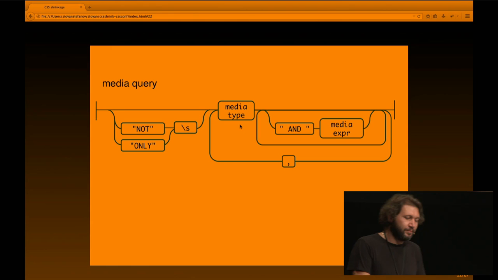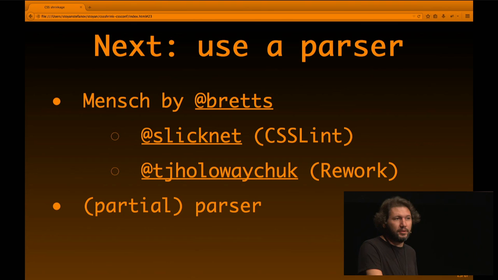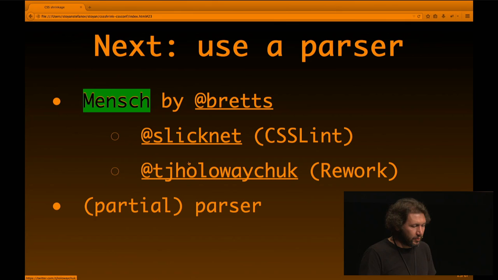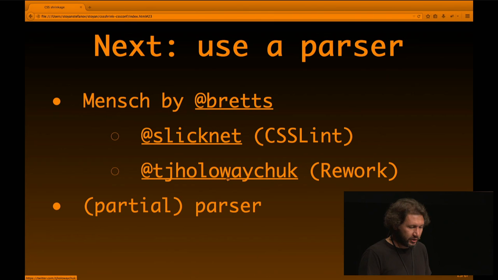Turns out it's more work than I was willing to do. So I forgot all about it. And then I came back to it and said, okay, there's now a CSS parser out there. And I chose this one called Mensch by Brett Stimmerman. So at this point, Nicholas Zakas and Nicole have CSS Lint, which has a CSS parser. There's TJ, whatchamacallit, who has a CSS parser as well, used in this really nice tool called Rework.